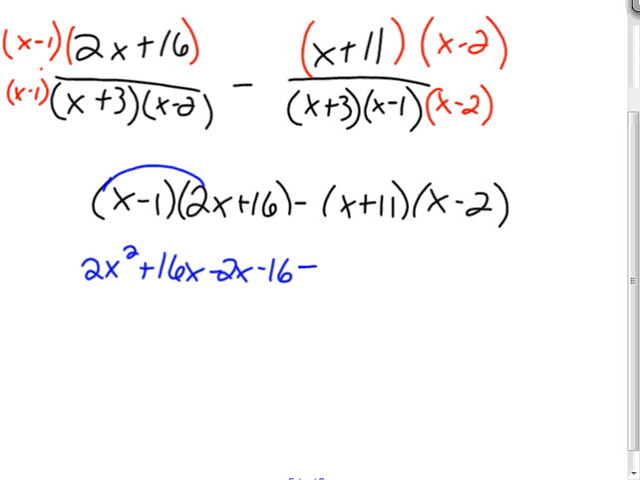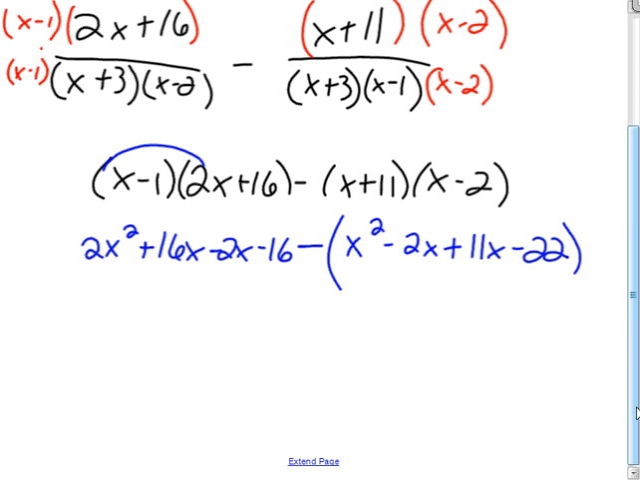And then I'm subtracting. This is important. You have to have a parenthesis there. I'm subtracting that whole product. So expanding that out, I get x squared minus 2x plus 11x minus 22. So now I'm going to do some simplification.